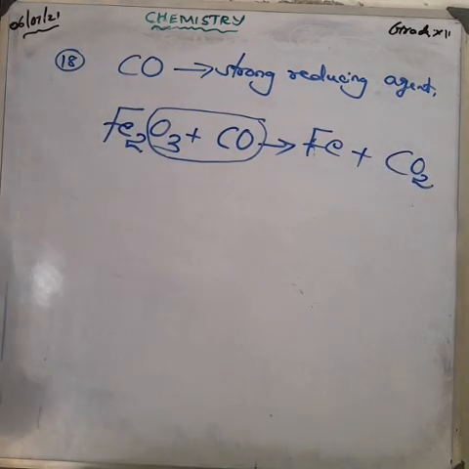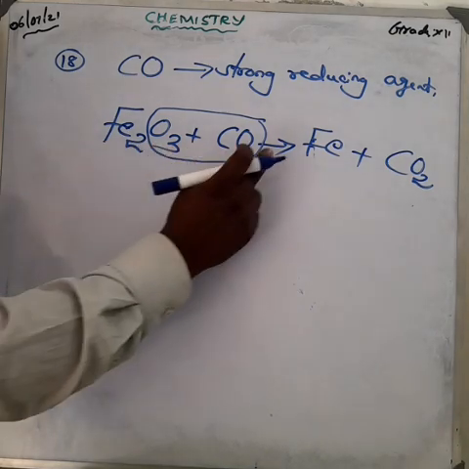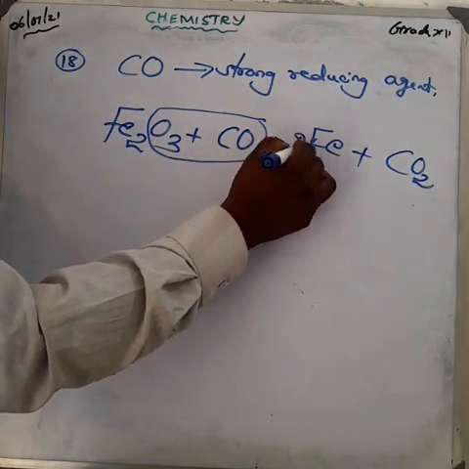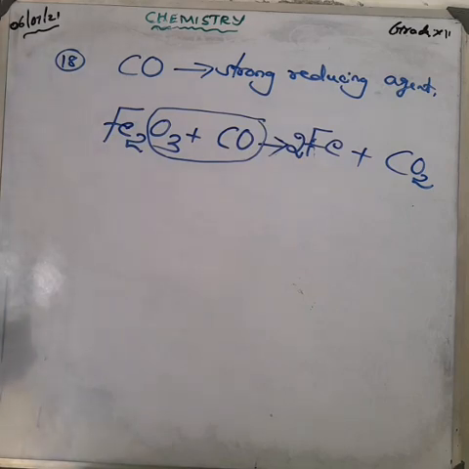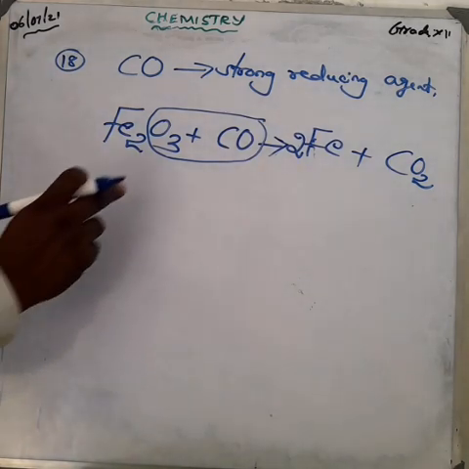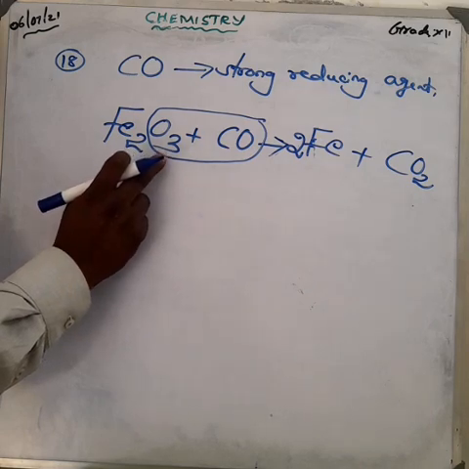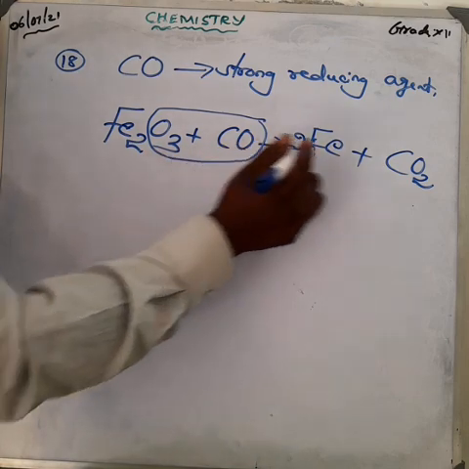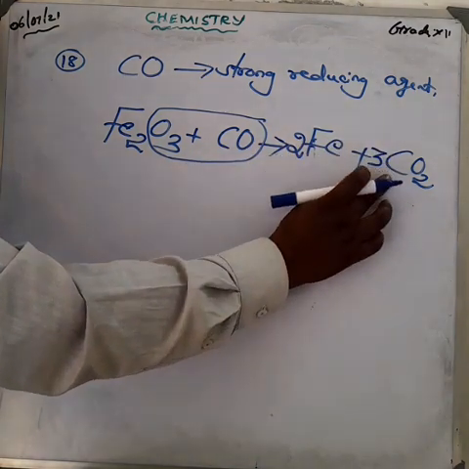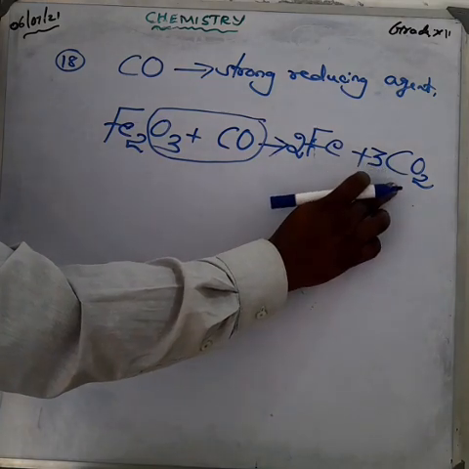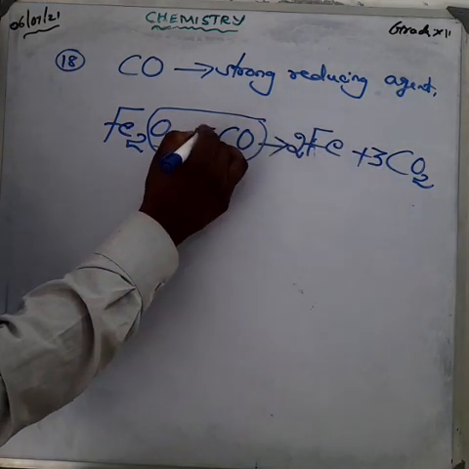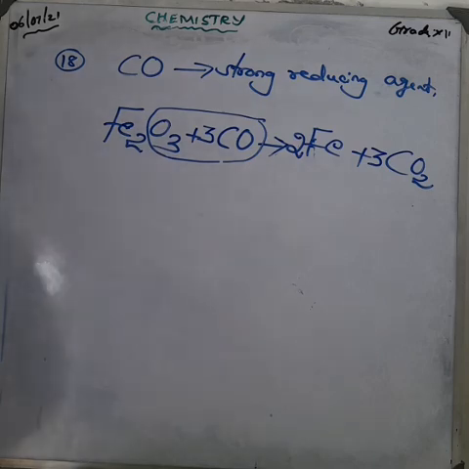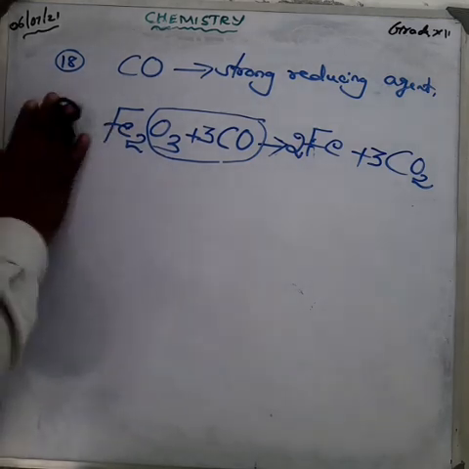Then how can you balance the equation, my dear children? On the reactant side, how many iron atoms are there? 2 iron. So make it 2 on the product side. Am I right? Now, on the reactant side, how much oxygen does the iron oxide Fe2O3 have? 3 oxygen. So how to make it 3? Carbon dioxide 3 in the product side. So 3 carbon monoxide comes to the reactant side, 3 CO. Now the equation is balanced. Am I right? Have any doubt? Okay. Next.